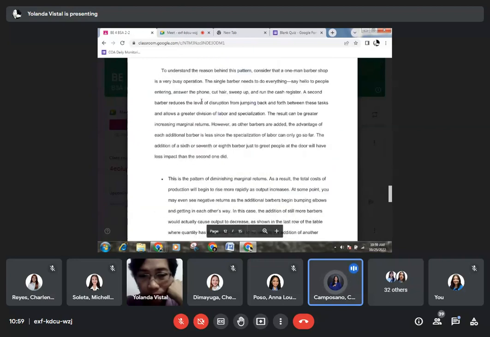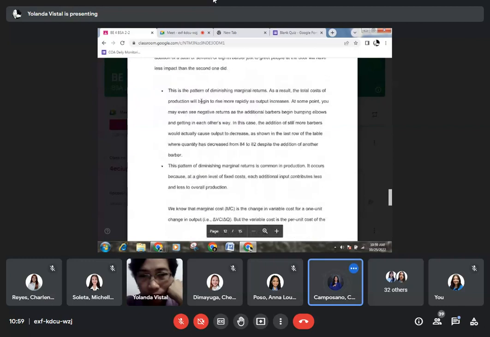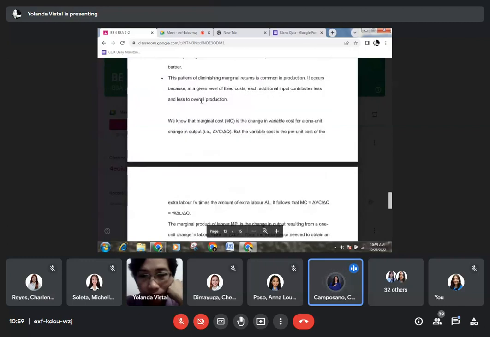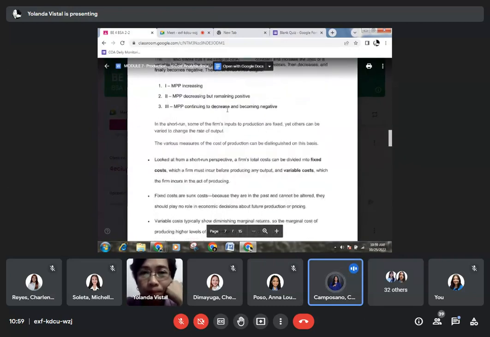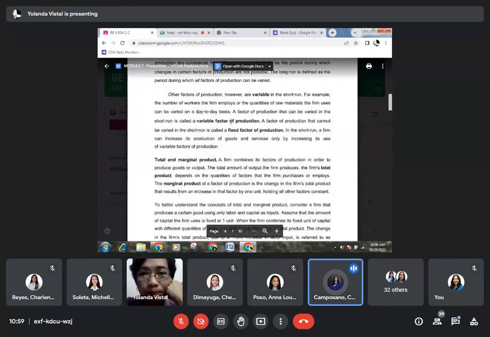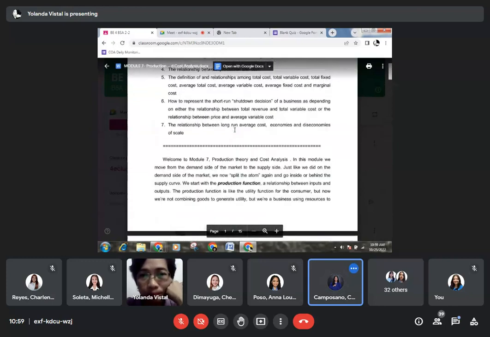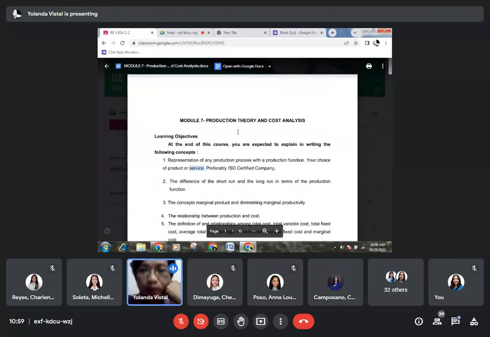Next naman po is, i-ano ko lang po yung pagkakaiba po ng short run and long run. So, sa short run po is, yung some inputs can be variable and fixed po. Tapos po yung long run naman po is, ito po yung period that all inputs are variable. Yun po ma'am.